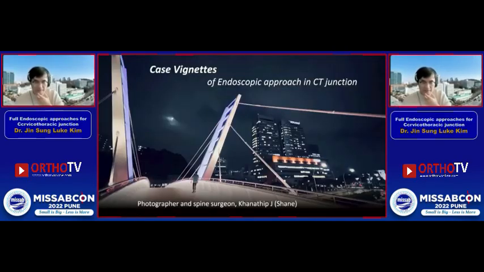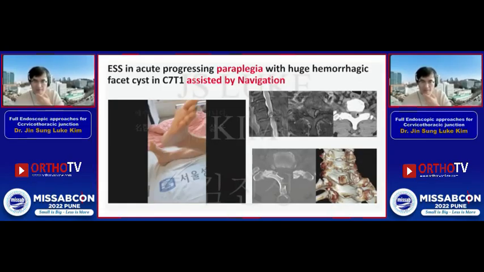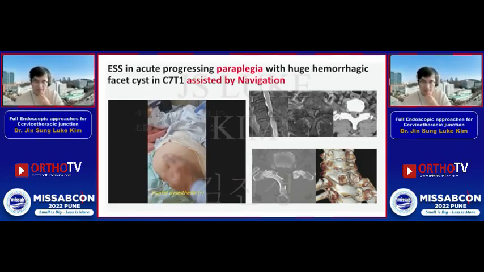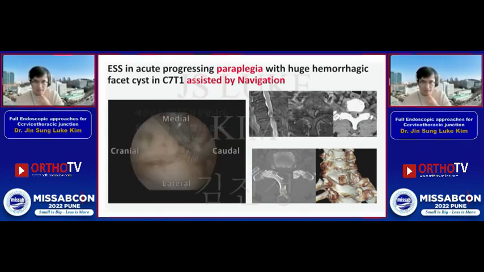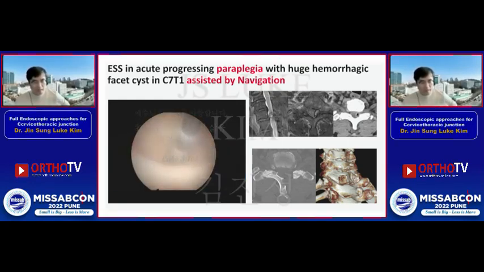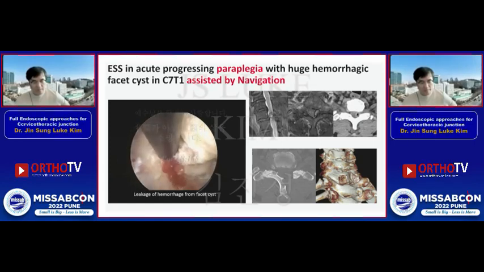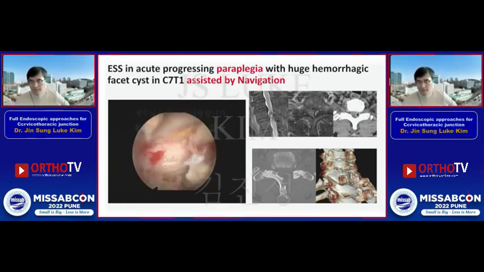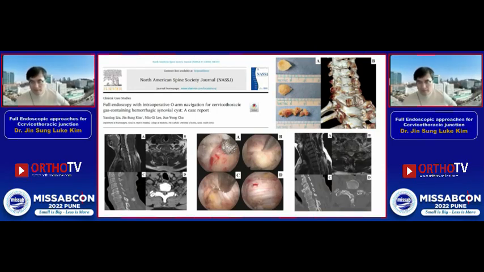And let's move on to the recent case of the endoscopic approach in the CT junction. You can find an acutely progressing paraplegic patient with a huge hemorrhagic facet joint cyst at the CT junction. I used the O-arm navigation to navigate to the exact target, the huge hemorrhagic cyst. Once I made the laminar foraminotomy, you can find the hemorrhagic leakage from the cyst material, and we take the fragment out. I published this in the Neurospine journal early this year.